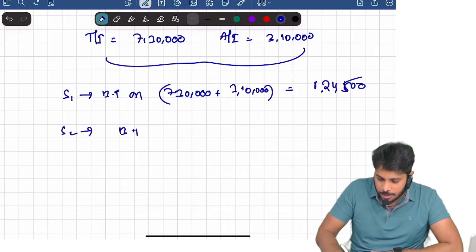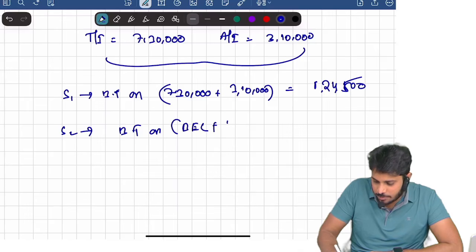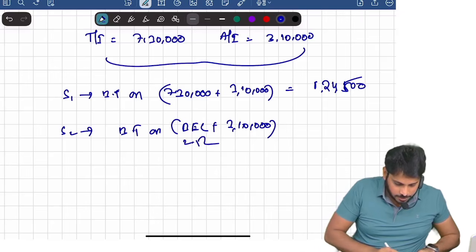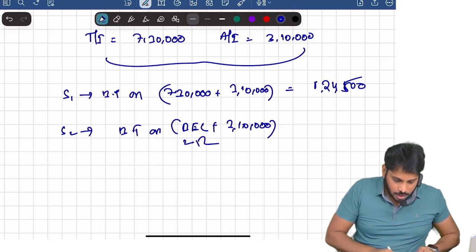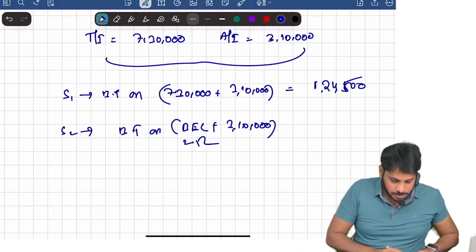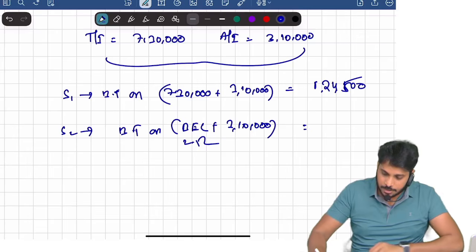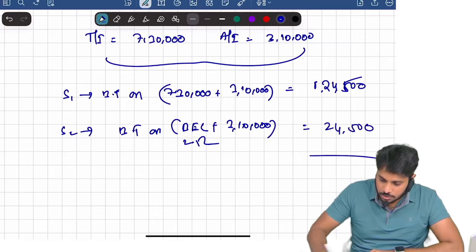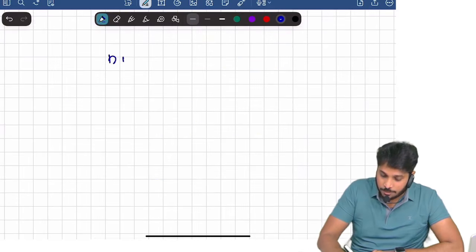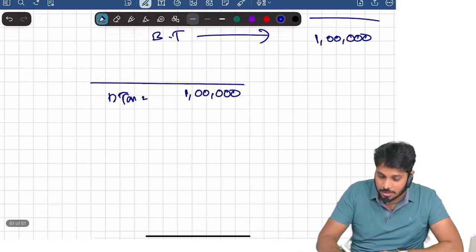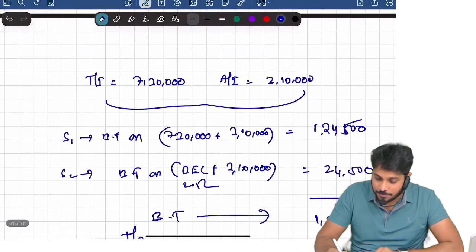Step number 2. Basic tax on basic exemption limit plus agriculture income 3,10,000. Basic exemption limit 2.5. So 2,50,000 plus 3,10,000 is equal to 5,60,000. Okay. Now that 60,000 is taxable at 20%. Up to 5,12,500. Step number 2 is 24,500. So final basic tax as per aggregation concept is 1 lakh. Agreed? Yes or no? Now basic tax is how much? 1 lakh. Agreed?